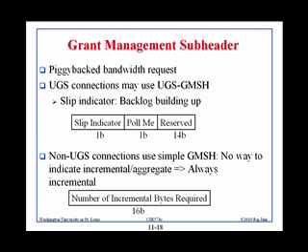Grant management subheader is used for requesting the bytes. So when you are requesting some transmission opportunities, you have 2 ways. One is that you can just send them a whole packet request which says that I want 300 bytes or whatever. But also you can put this header in any PDU which is already going.